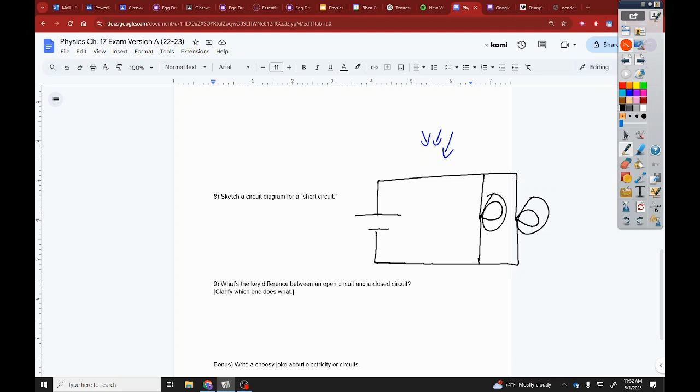I could instead depict this as a short circuit by just drawing a line. That's the official way. That's what we want to see. Because again, now the current can flow up, finds this short path, and that's all it'll do. It'll completely ignore those bulbs.